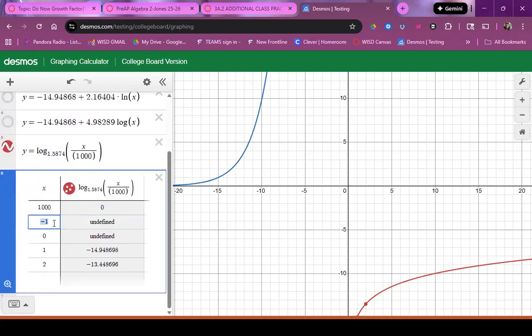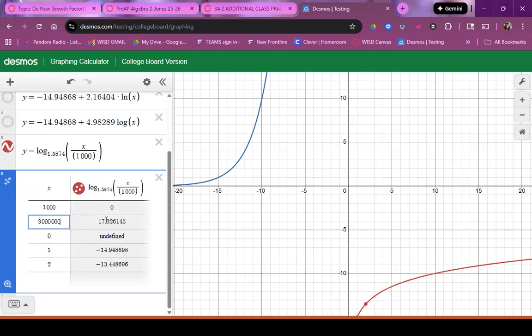I want to know, when did I have 3 million? So 3 and 6 zeros. 1, 2, 3, 4, 5, 6. So how many years later from 1970? About 17 years later. So what year? In 1987, they were able to have about 3 million transistors. Does that make sense? And were the computers and technology better in 1987 compared to 1970? Heck yeah, way better.